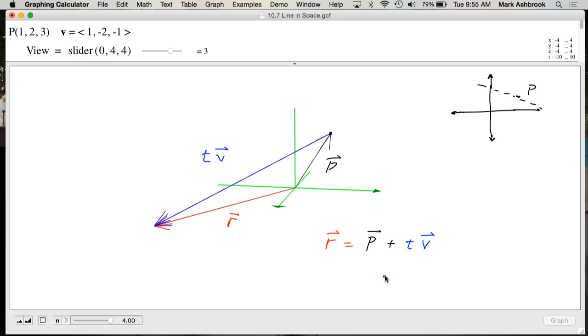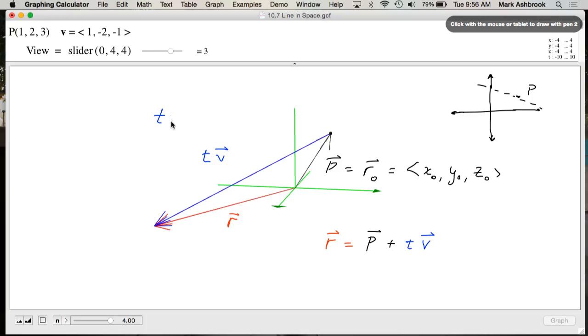Now, normally they call this point R naught because this is a point on the line. This is denoted R naught, and it has components x naught, y naught, z naught. Our direction vector, t times, and the direction vector is often a, b, c. And then what is r? R is all points on the line: x, y, z.